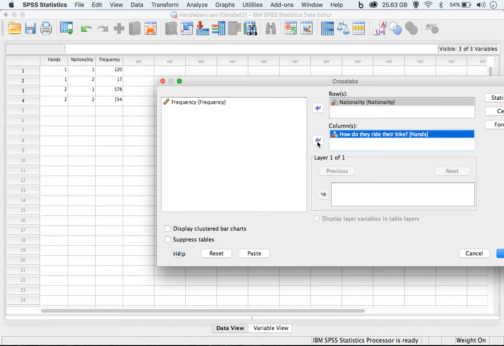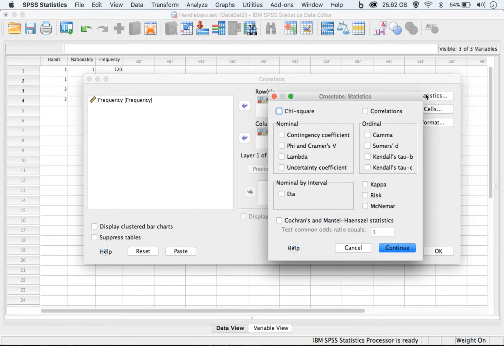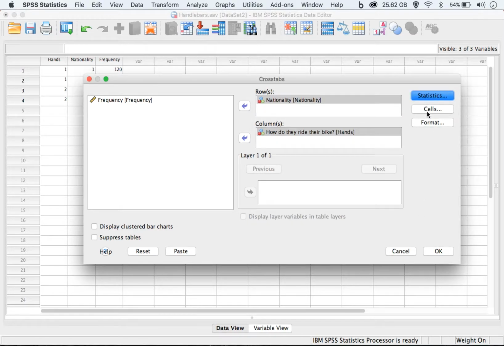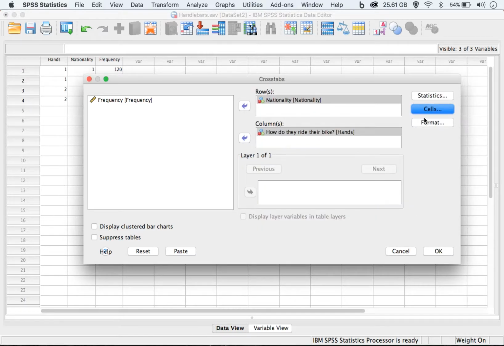Now what I have to do is make sure I click chi-square for right now. For counts, I want my observed and I want my expected. I'll do row, column, and total for my percentages. Click OK.